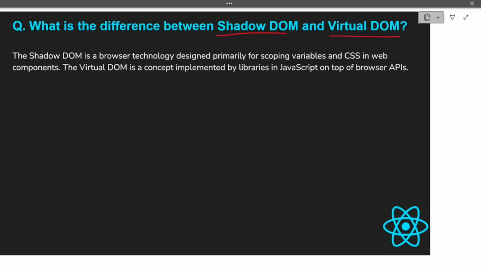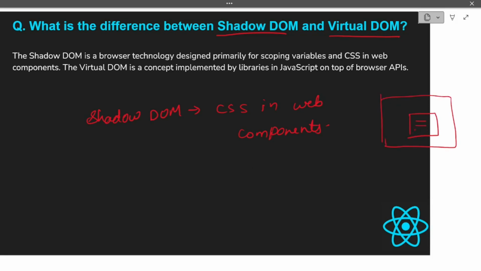The shadow DOM is a browser technology designed primarily for scoping variables and CSS in web components. You just have to understand what shadow DOM is used for: CSS in web components. You can consider that you have the actual DOM, and in it you will have a shadow DOM, and whatever variables and CSS you declare inside will be totally bound in this box itself, and it will not be present outside. So this is the main concept of shadow DOM.